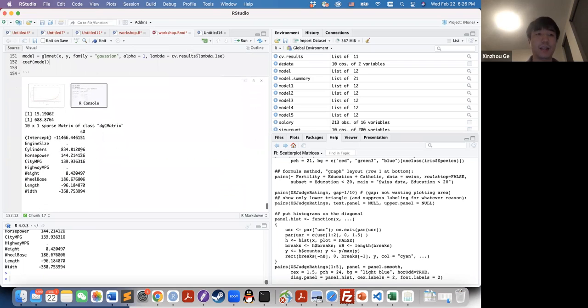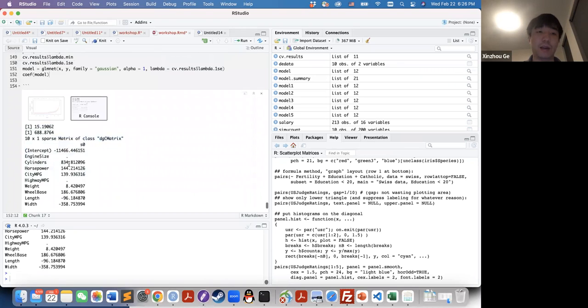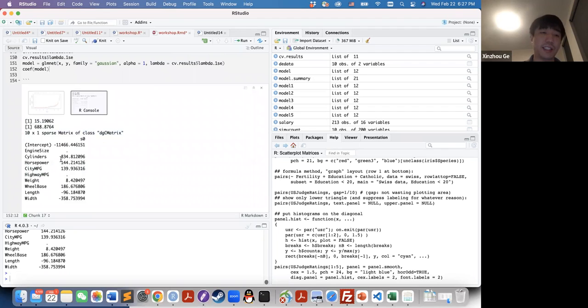And then we can look at the coefficients to do variable selection and interpretation. We can see that in this case, we have removed the two variables, engine size and highway MPG, because these two are not so important compared to the other predictors, and we also get the coefficients of the other predictors after regularization. So that's the whole procedure of lasso regression.